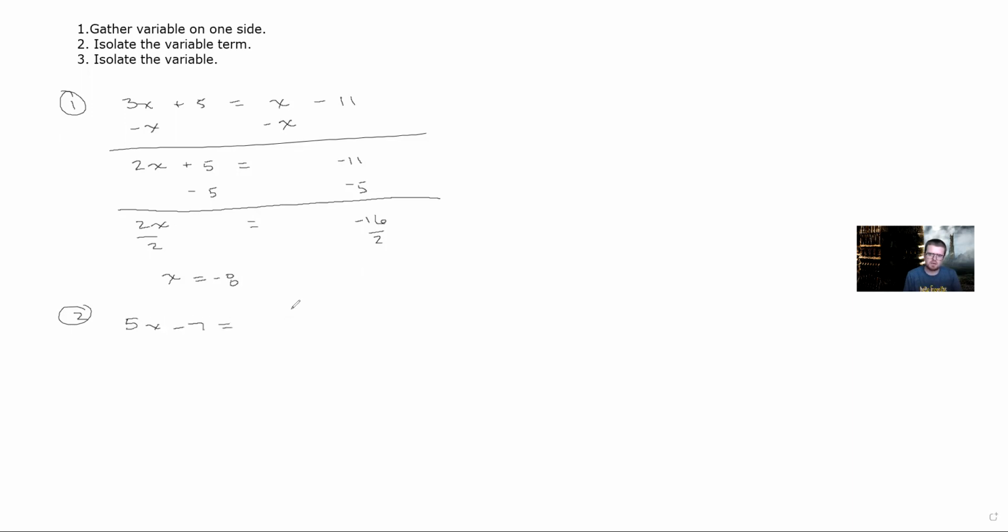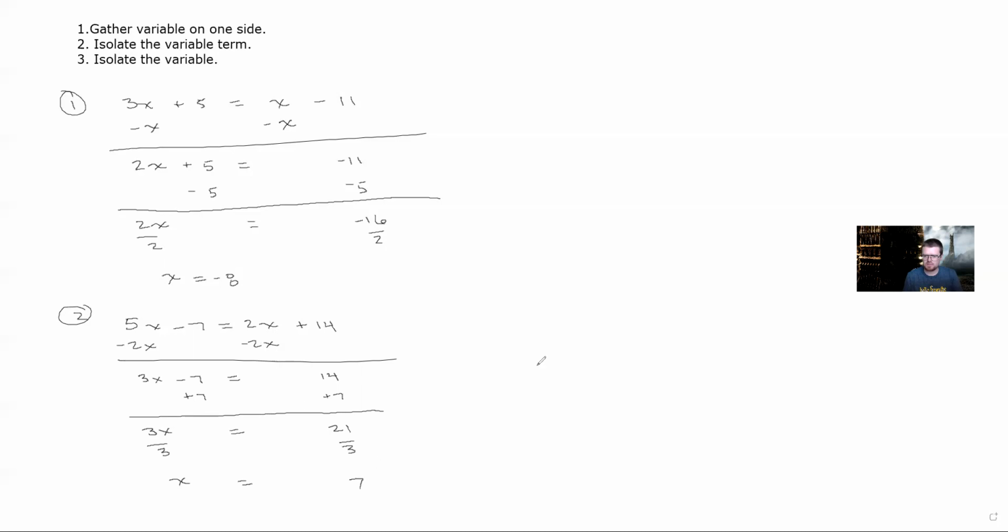5x minus 7 equals, let's say, 2x plus 14. Gather the variables on one side, so I'll subtract 2x on both sides. It gives me 3x minus 7 equals 14. Next, isolate the variable term, so I'll add 7 on both sides, which gives me 3x equals 21. And then isolate the variable. Divide by 3 on both sides, gives you x equals 7.